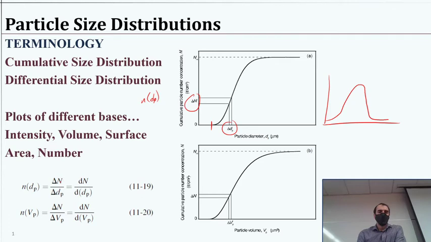And so when we take a look at this, we could also differentiate that. That's what gives us the differential form. So we can take dn over d diameter of particle. If we take it that way, we'll see in a moment what that can look like for us. We can do the same with the volume. In that case, it would be dn dv. But essentially, this is just that conversion between the cumulative and the differential plots here.